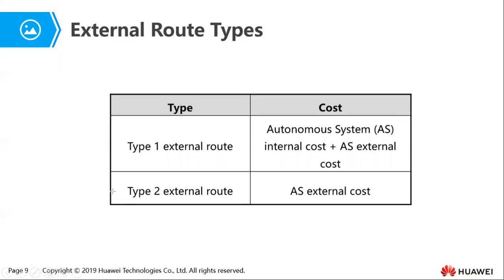But the reason why in the previous slide the cost was 1 for both of them is because OSPF uses type 2 external route by default. So it does not cater for the distance within the autonomous system. It only caters for the distance outside the autonomous system. That is the cost between the ASBR and the external network.